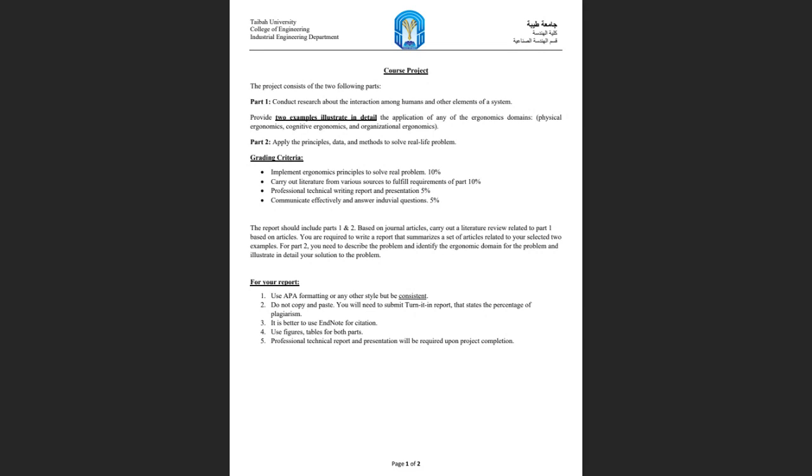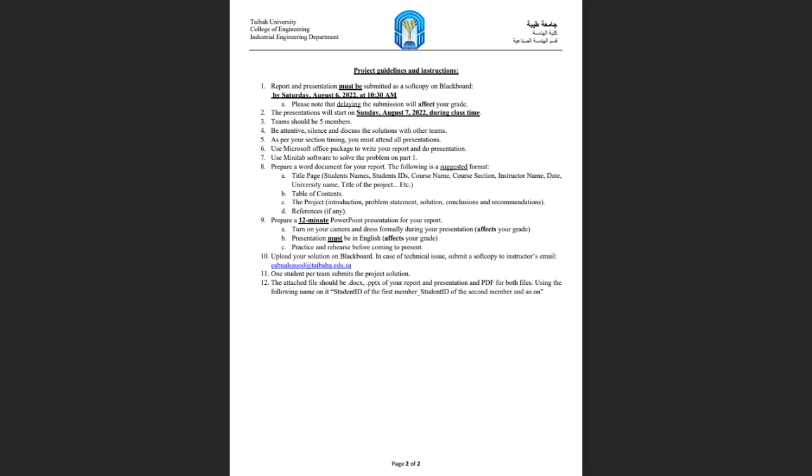Use figures, tables for both part 1 and 2. Professional report and presentation will be required upon the project completion. You need to submit the professional report and presentation slides. You will submit the report and the presentation slides on August 6th at 10:30 a.m. on the Blackboard. Then the presentation will be in the class face-to-face on the Sunday, August 7, during the class time.